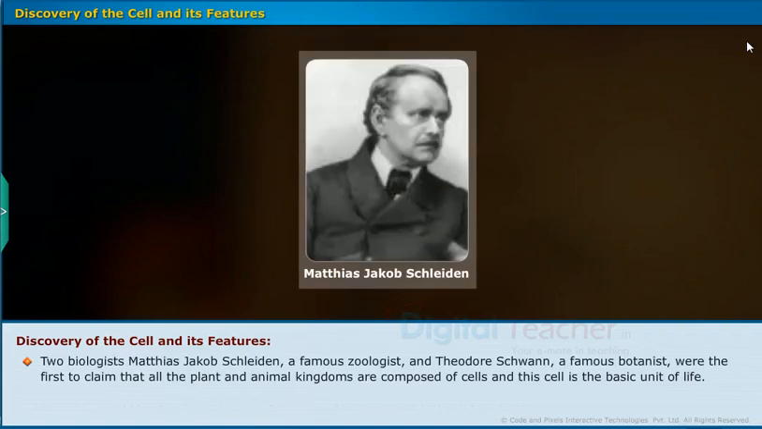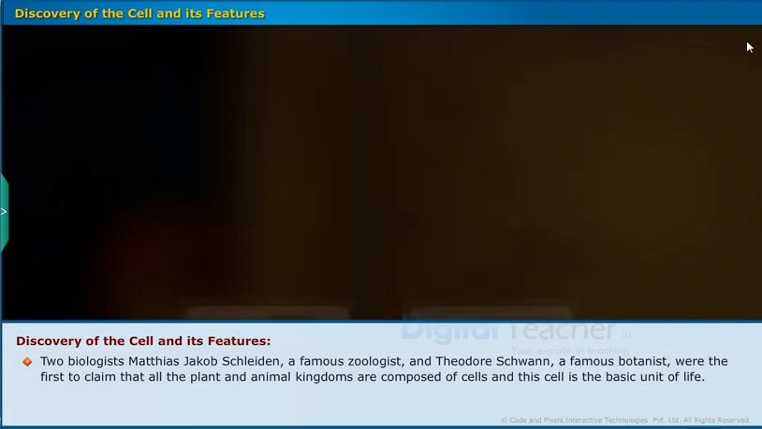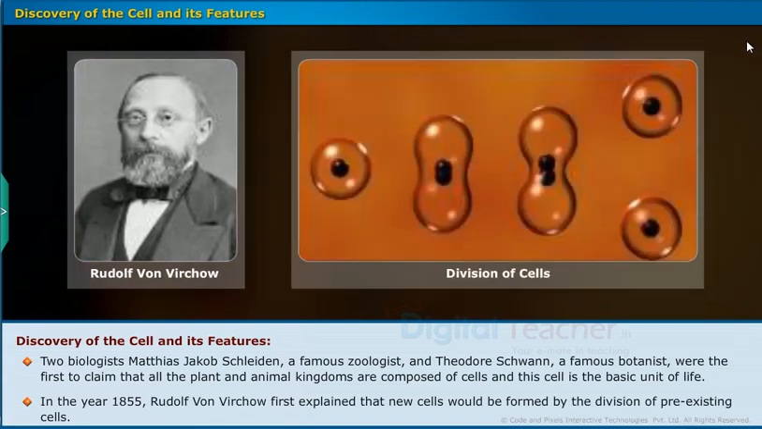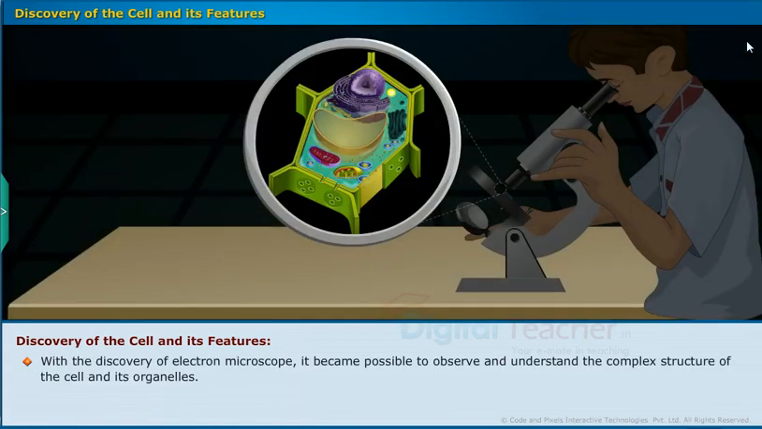Two biologists, Matthias Jakob Schleiden, a famous zoologist, and Theodor Schwann, a famous botanist, were the first to claim that all the plant and animal kingdoms are composed of cells and this cell is the basic unit of life. In the year 1855, Rudolf von Virchow first explained that new cells would be formed by the division of pre-existing cells. With the discovery of electron microscope, it became possible to observe and understand the complex structure of the cell and its organelles.